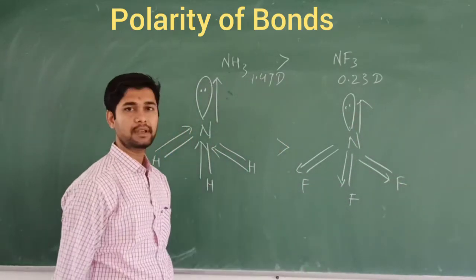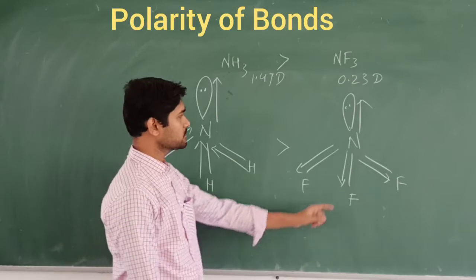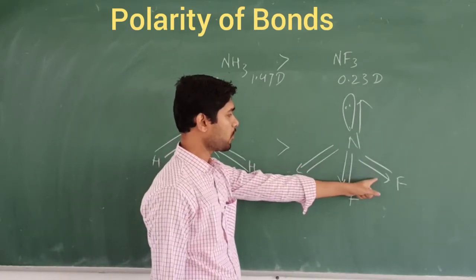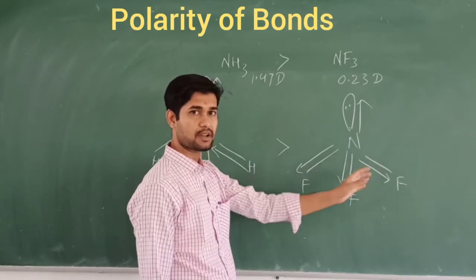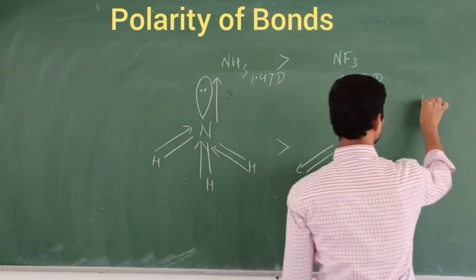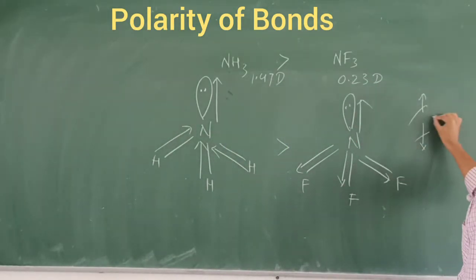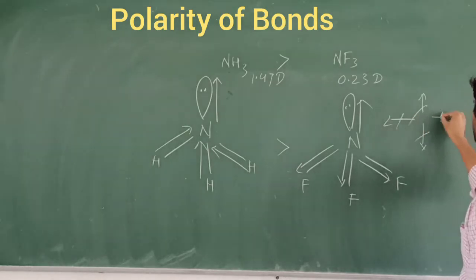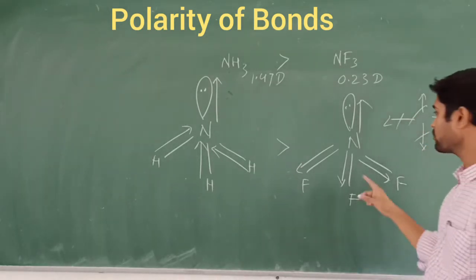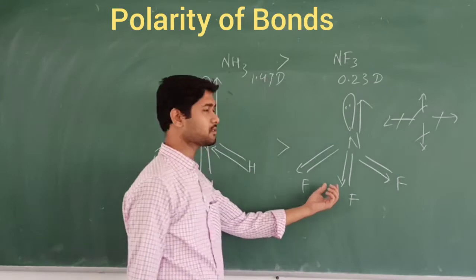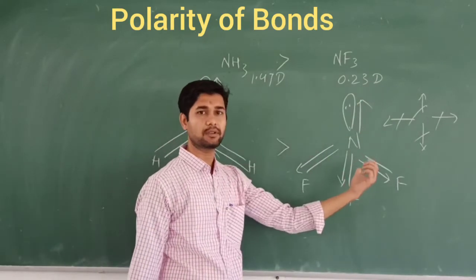The parameter should be like this. So what happens here? When you see the bond dipoles, all the directions are in opposite directions, right? They are in opposite directions like this. Opposite direction means they cancel each other out. And on the right side you can see this should also be there. So that's why there is only a 0.23 dipole.